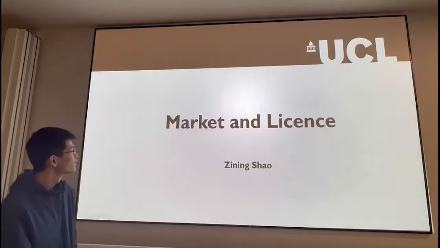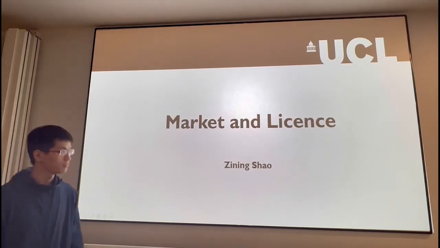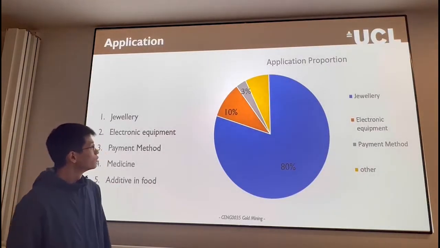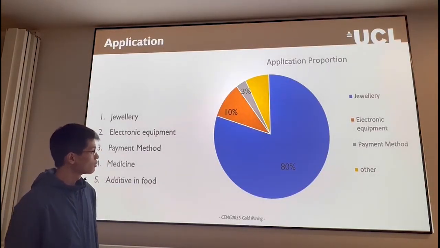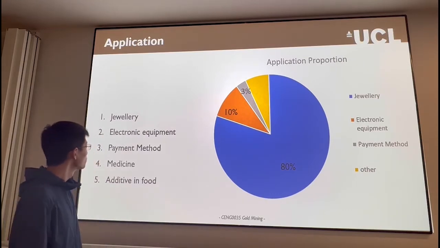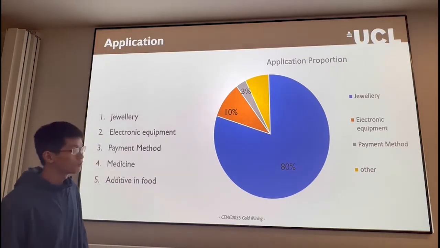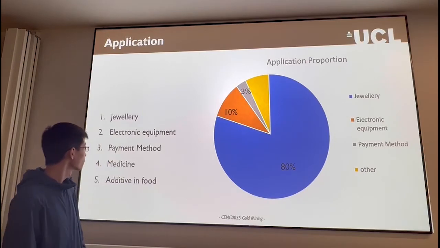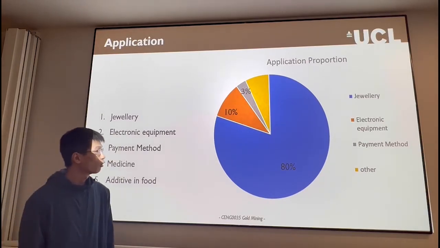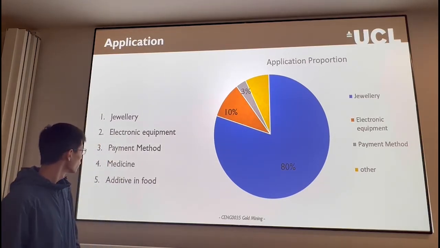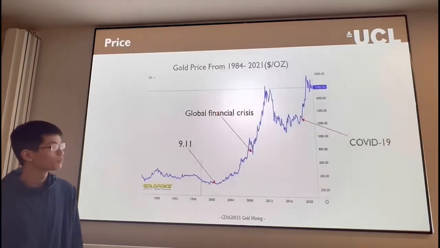Thank you, Xingyue. So the next part is market and license. As you can see from the time graph, most of gold becomes jewelry, and about 10% of it becomes electronic equipment. Only 3% of gold is used as a payment method.